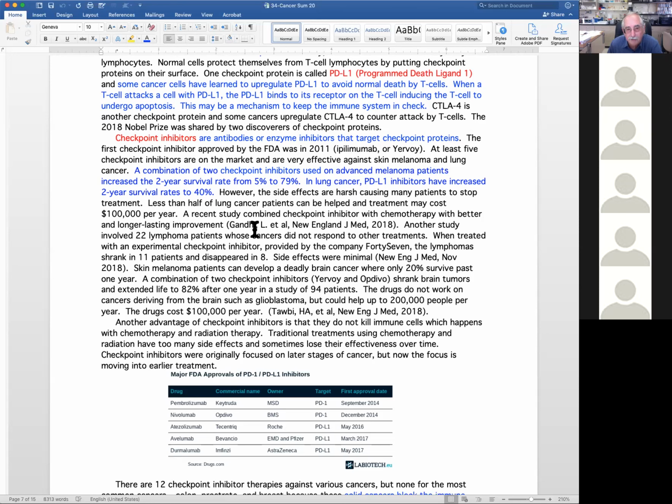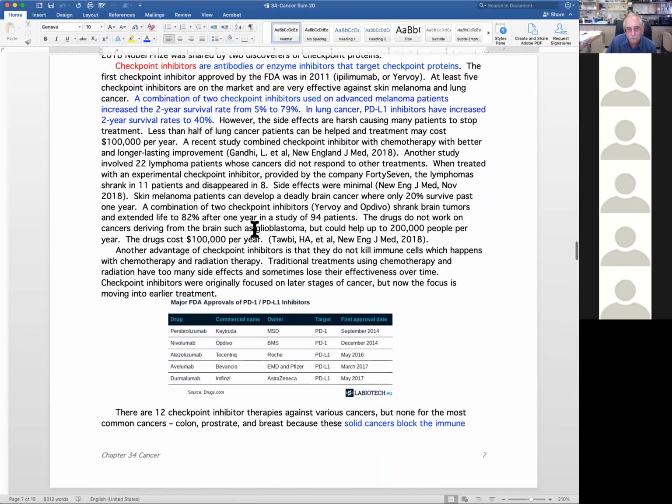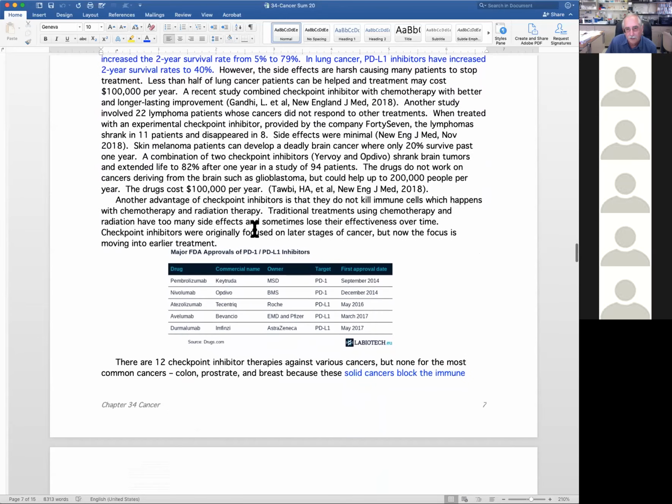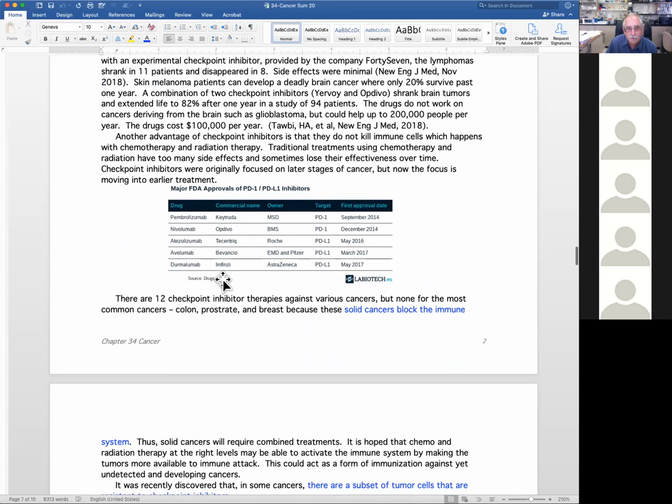Harsh side effects. Anyway, they're very expensive, harsh side effects. Here's some of the ones right here. I mean, you've seen some of them advertised on TV. I've seen Opdivo. I've seen Keytruda advertised on TV.